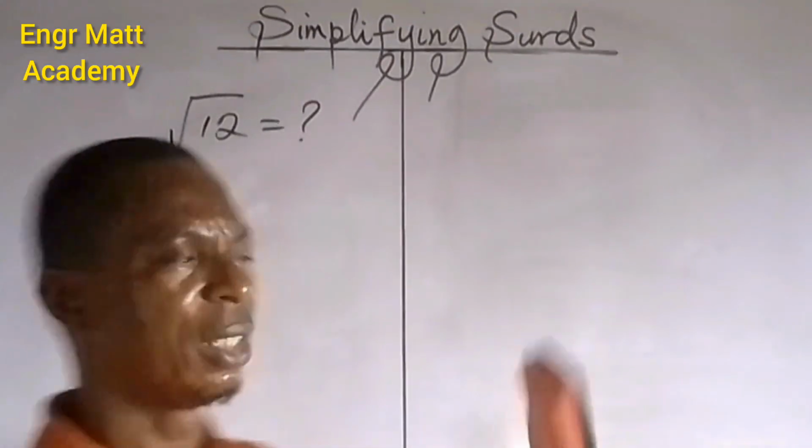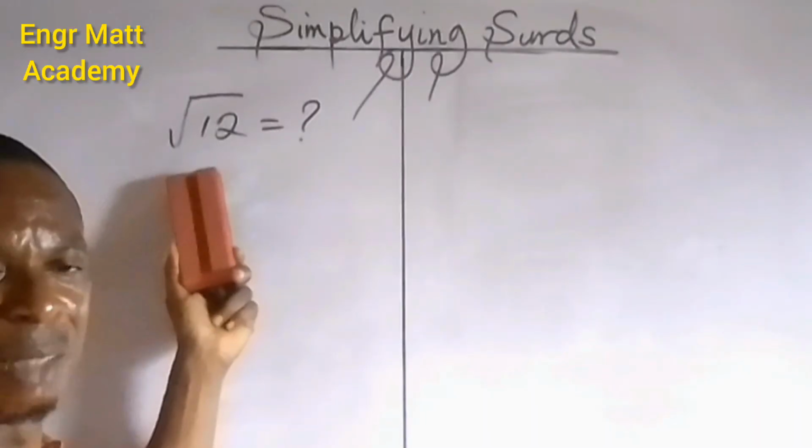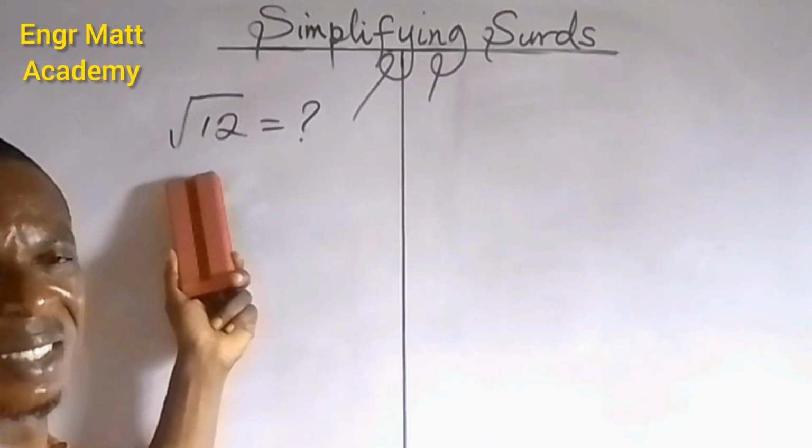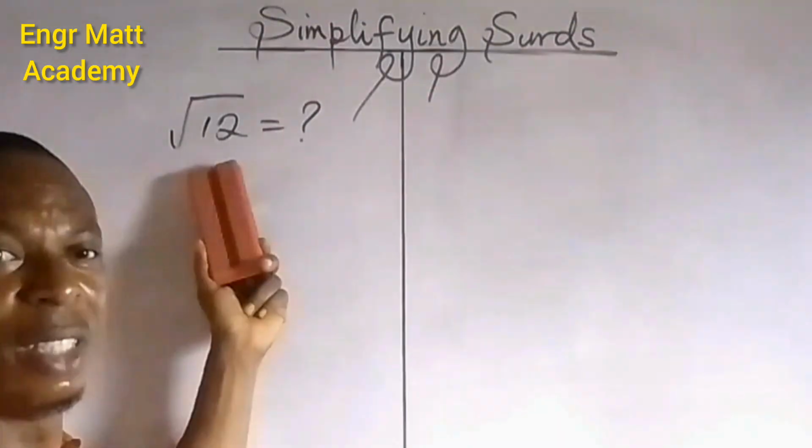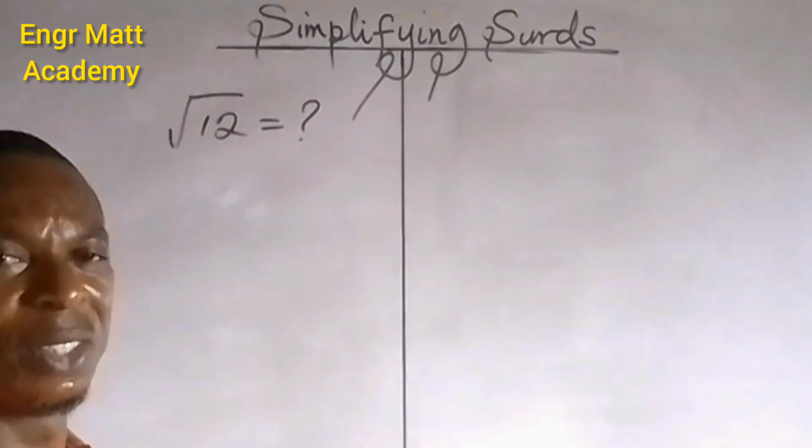In our previous lesson, I showed you root 12, and many students frown when they see this. But what if I told you that we can actually simplify this without using a calculator?